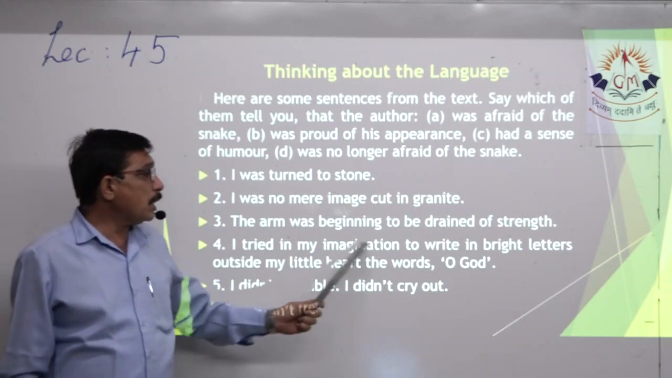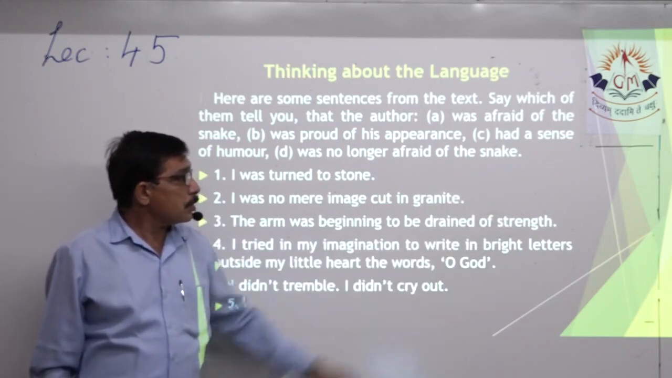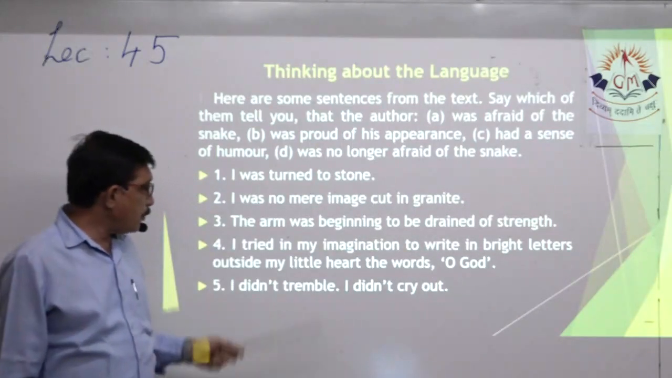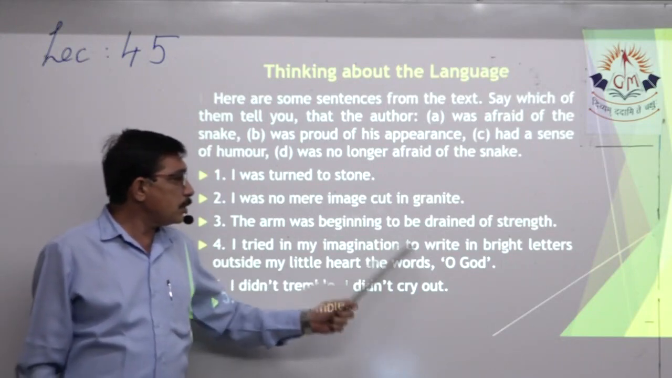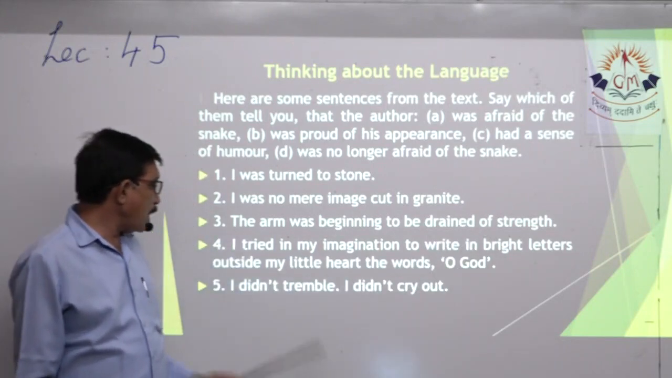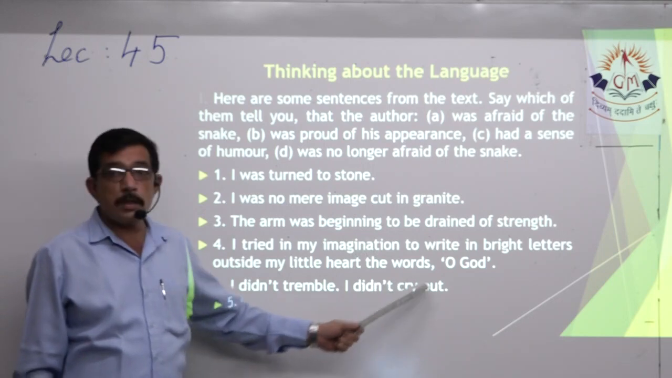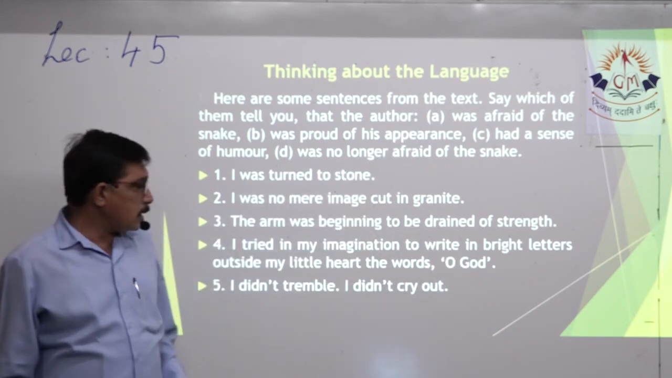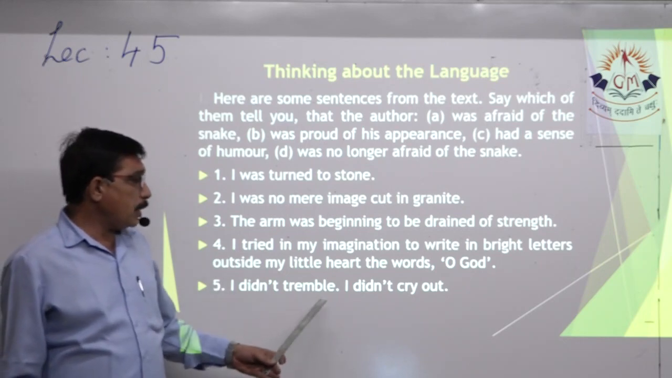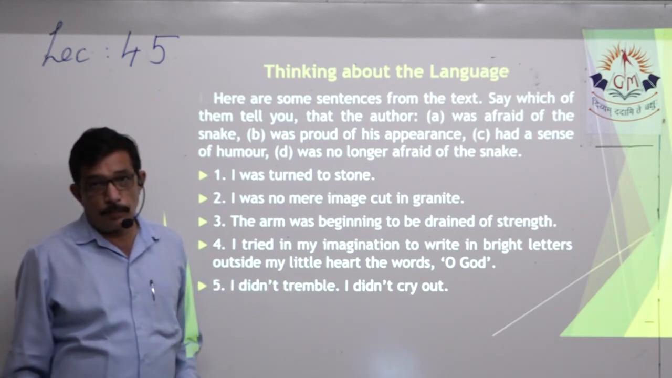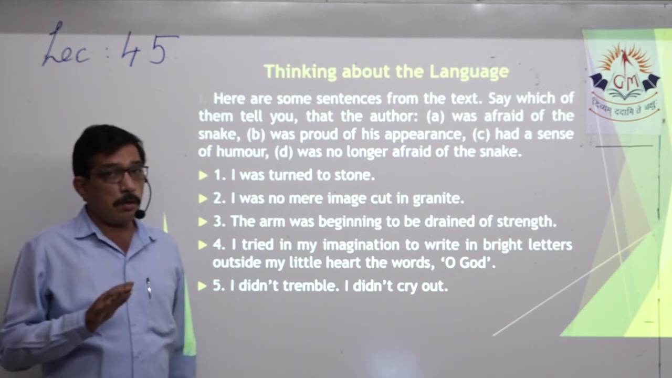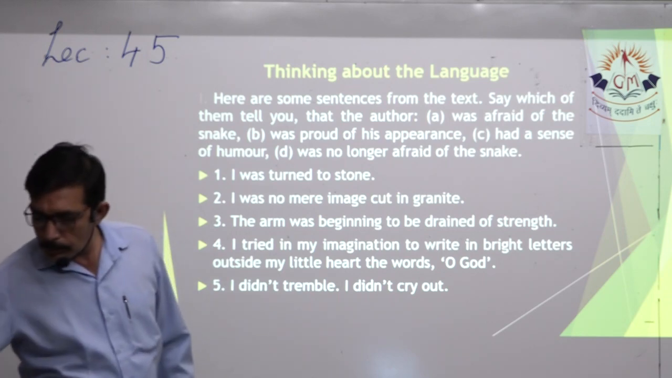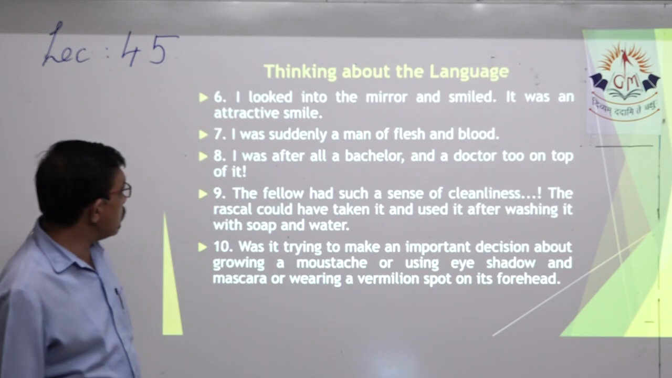"The arm was beginning to be drained of strength." Which of it applies over here? "I tried in my imagination to write in bright letters outside my little heart the words, 'Oh God.'" It's very clear. Afraid of the snake, that is option A. "I didn't tremble, I didn't cry out." Was he afraid? Was he not afraid? So let's see. There's still maybe more sentence.